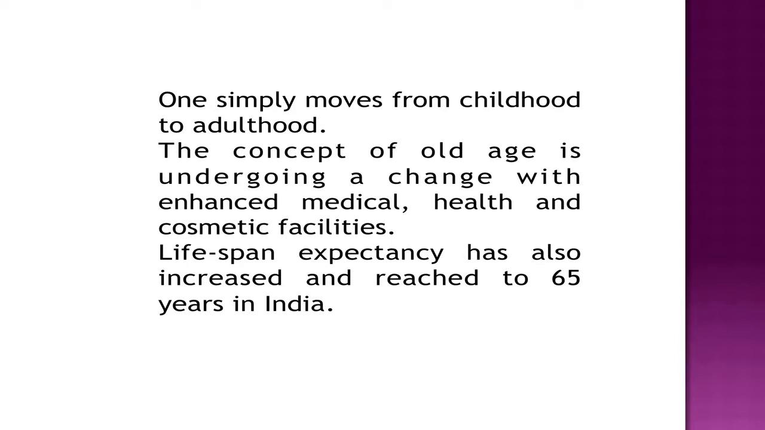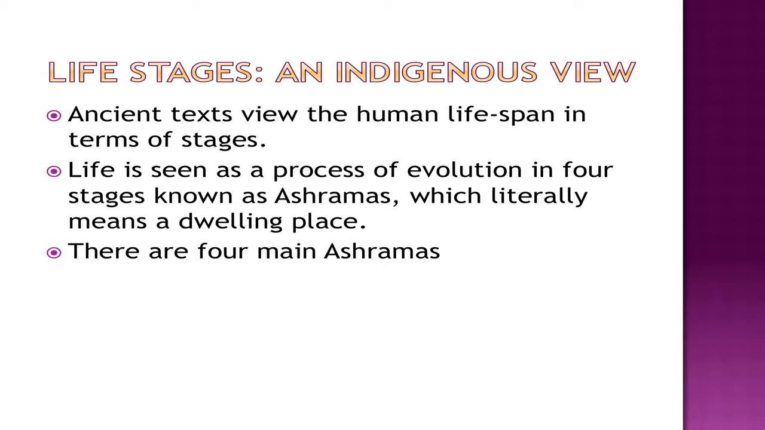Lifespan expectancy had also increased and reached 65 years in India. Now, let us learn about the life stages in the Indian setup. Ancient texts also view the human lifespan in terms of stages. Life is seen as a process of evolution in 4 stages known as ashram, which literally means a dwelling phase. There are 4 main ashrams.